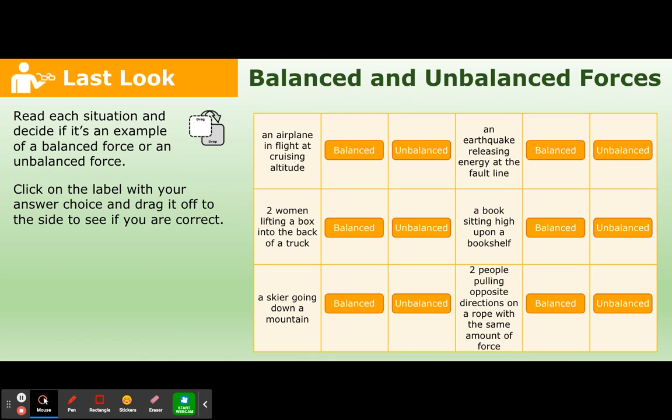This is a show what you know slide here. What you're going to do is read each situation and decide if it's an example of a balanced force or unbalanced force. You're going to click the label with your answer choice and drag it off to the side to see if you are correct. If you are incorrect, put it back and select the correct answer.